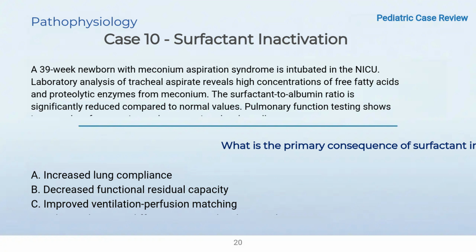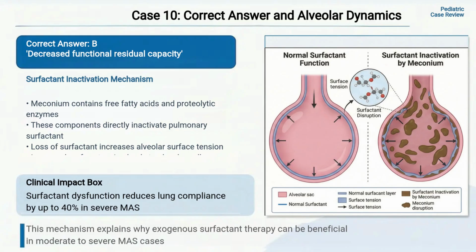What is the primary consequence of surfactant inactivation in Meconium Aspiration Syndrome? Option A. Increased lung compliance. Option B. Decreased functional residual capacity. Option C. Improved ventilation perfusion matching. Option D. Enhanced oxygen diffusion across the alveolar membrane. The correct answer is Option B.